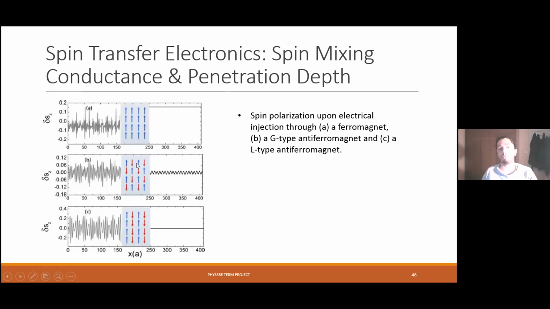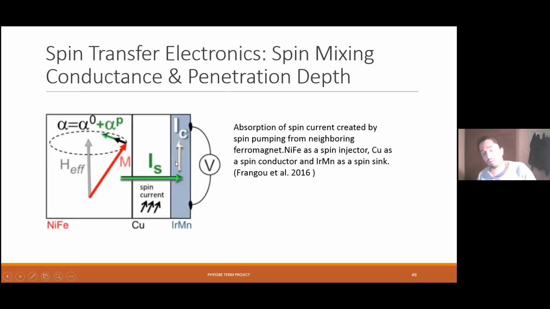So this is a quite good example for the spin penetration depth and spin mixing conductance properties of antiferromagnets. And here is also quite an important study for the spin penetration depth. Here at the spin injector, a spin current is supplied by spin pumping, and then chromium is used as the spin conductor to disable the interfacial effects between the antiferromagnetic layer and ferromagnetic layer.